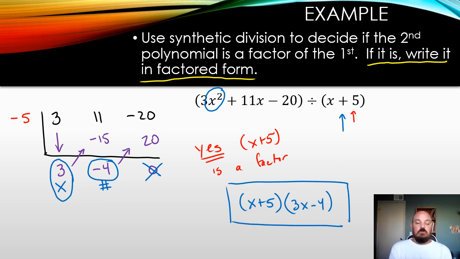So if I ask you to factor 3x squared plus 11x minus 20, which I did, the answer is it's x plus 5 times 3x minus 4. And we figured that out using synthetic division because when we divided by x plus 5, we didn't get a remainder, and the answer was the other factor, 3x minus 4.